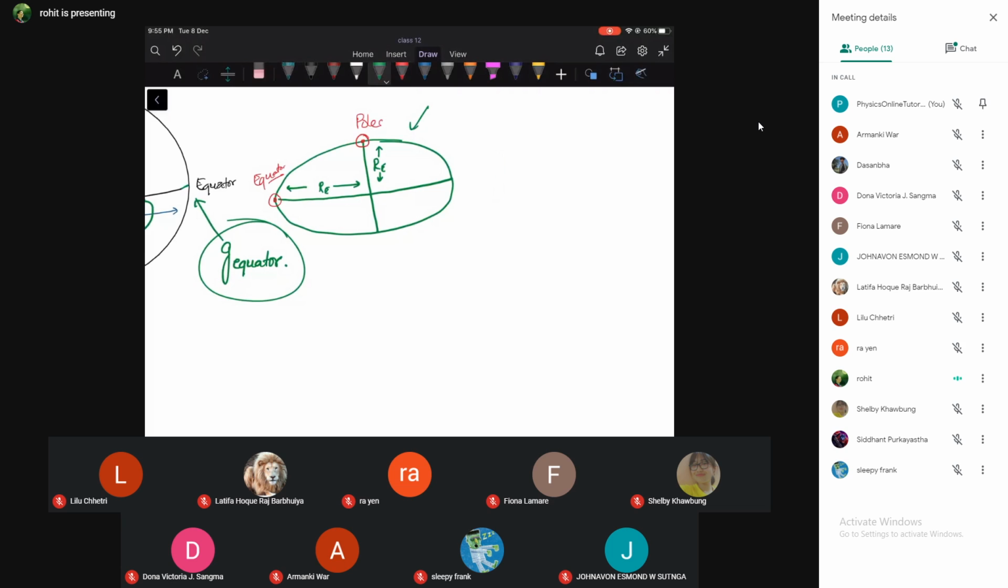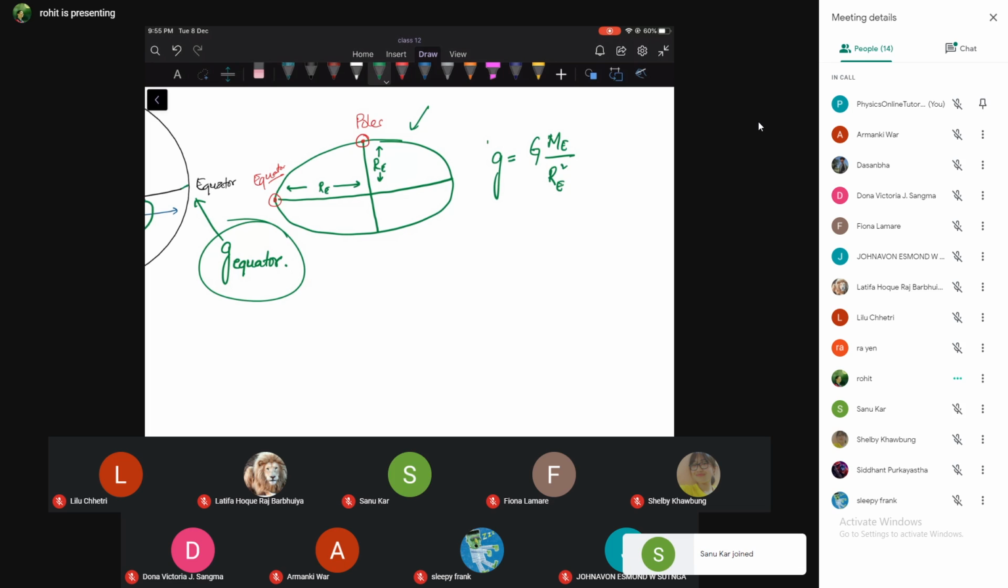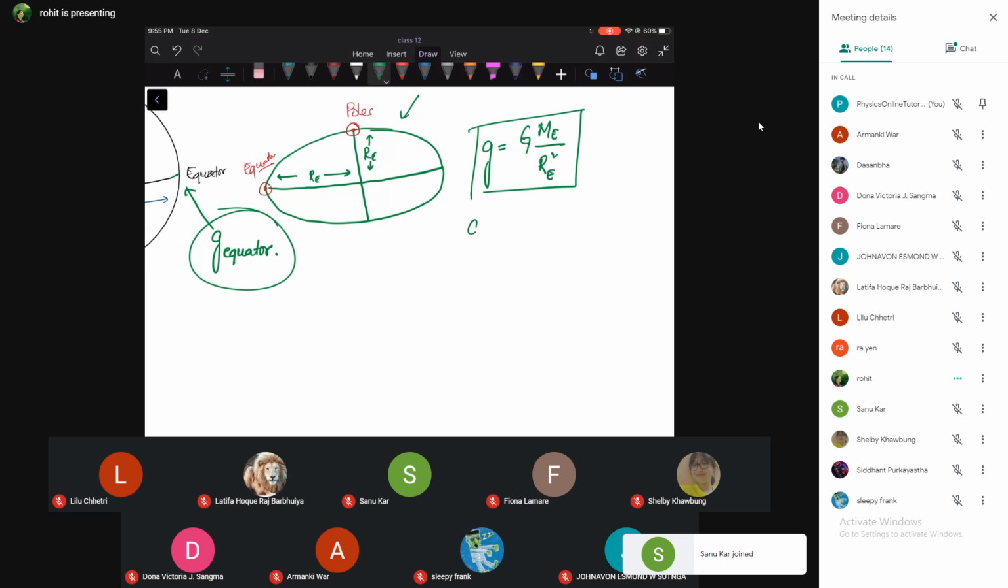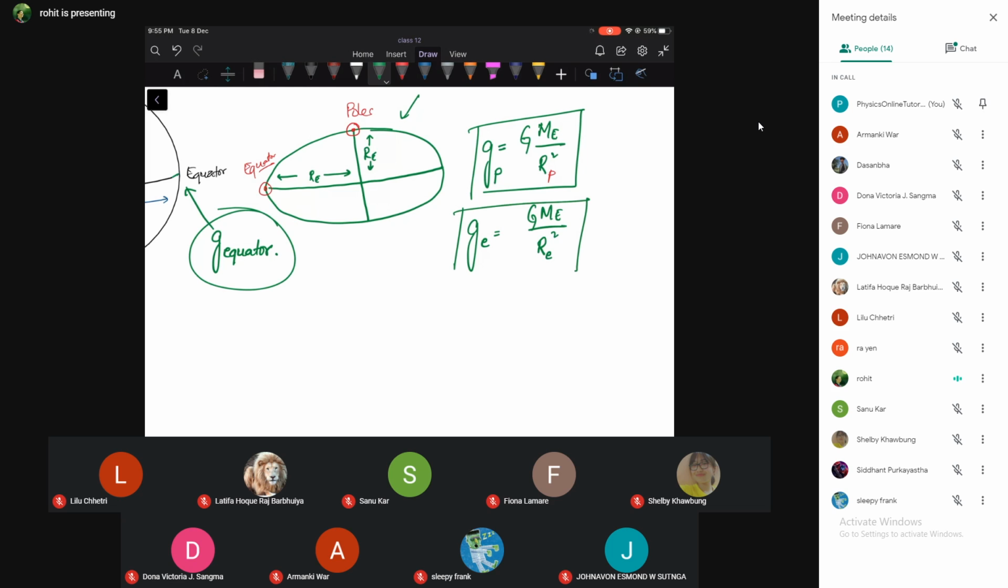Let me show you the formula for G again. On the surface, the formula is capital G, mass of the Earth, divided by radius of the Earth squared. If I ask you the value of G at the poles, you have to write G at the poles, and I have to write radius of the Earth, but along the poles. And if I want to write what is the value of G on the equator, I have to write capital G, mass of the Earth, no problem with that, radius of the Earth squared, but along the equator. Now looking at these two formulas, you just told me just now, radius along the equator is large. This RE is large. That means this is large and this is small.